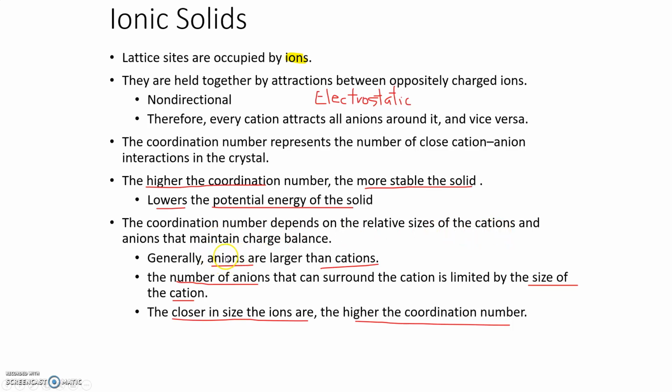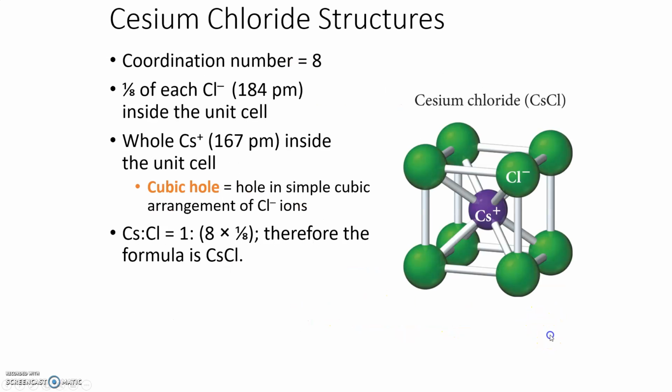The anions are always larger than cations, so the number of anions that can surround the cation is limited by the size of the cation. The closer in size the ions are, the higher the coordination number. Here we have an example, cesium chloride. This is a pattern of a structure in ionic compounds.